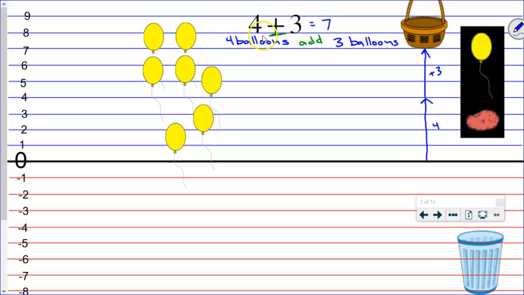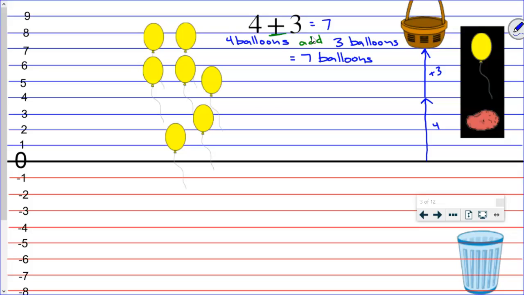Why is it at 7? What is inside the basket making it go to 7? Andrew? Exactly. So 4 balloons add 3 balloons is equal to, yes, 7. I wrote 4, but I meant 7. Yes, 7 balloons. Or in other words, positive 7.